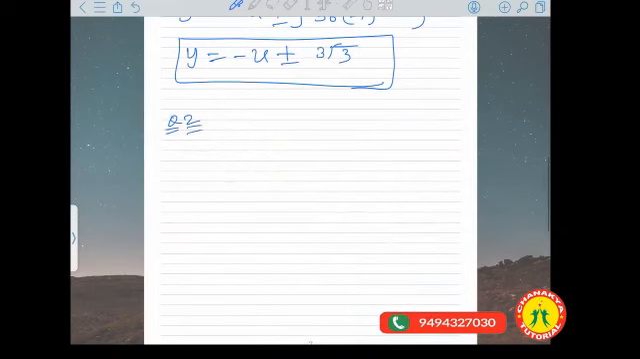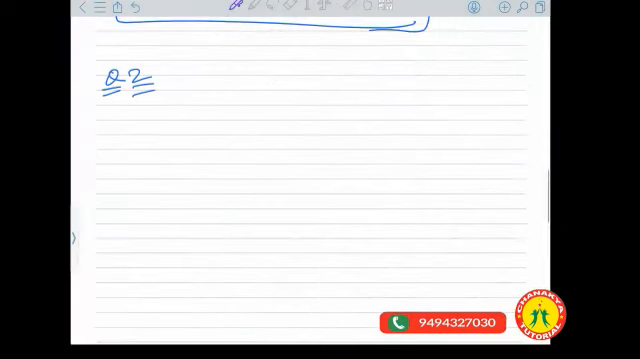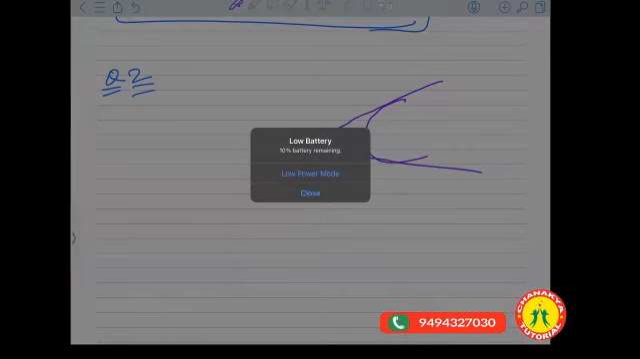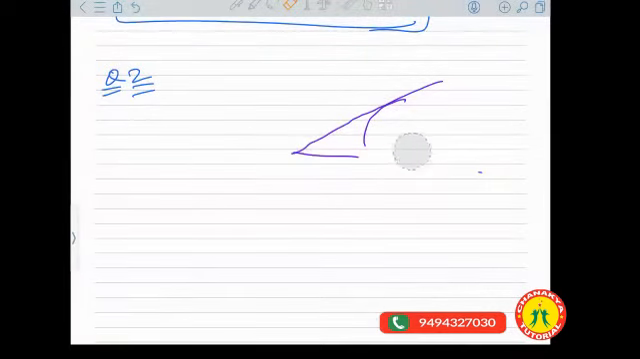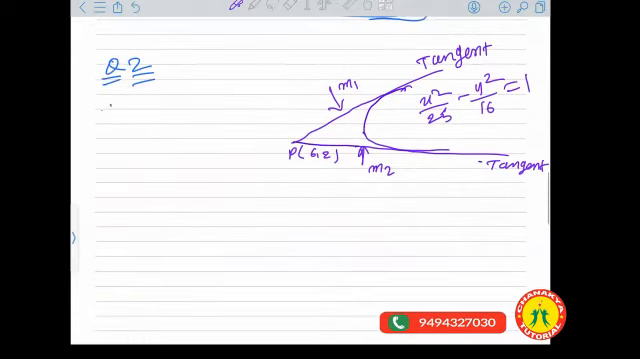Question number 2. Given is 6, 2 से tangent draw गया है 6, 2. So this is a P point 6, 2 and let's say slope is M1 and this is a M2. This is a tangent line, tangent. Equation of hyperbola is x square by 25 minus y square by 16 equal to 1. So now we need to find 1 by m1 square plus 1 by m2 square, right?